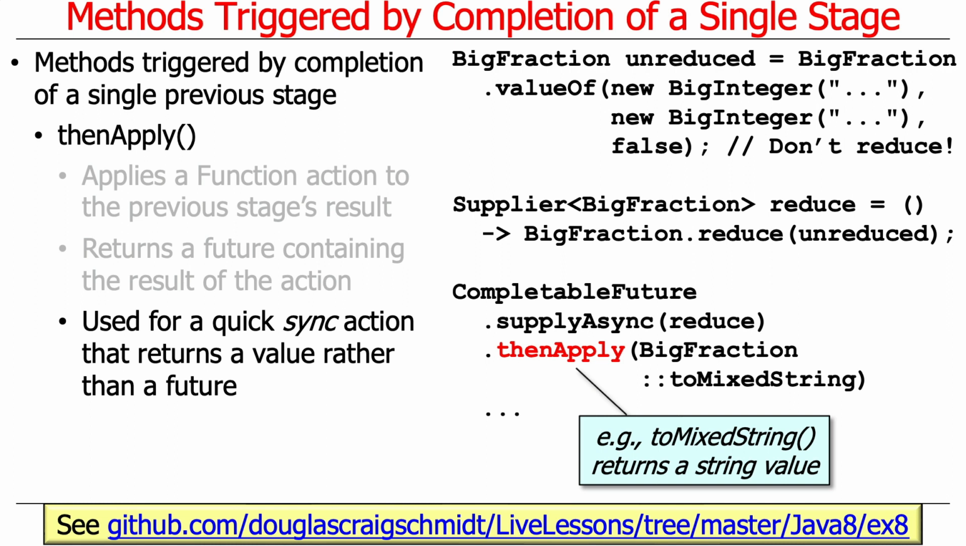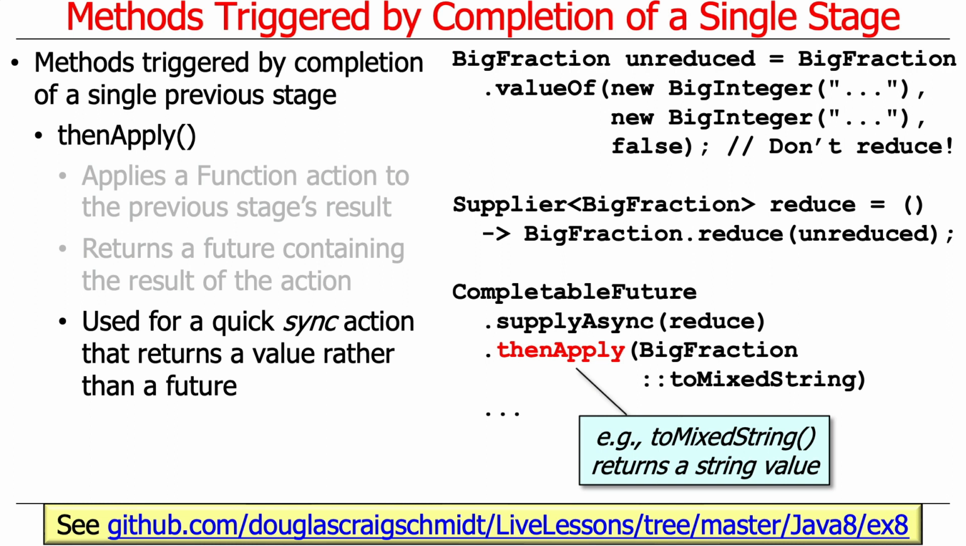So let's take a look at a very simple example. You've seen variants of this before. We're going to start out by making a big unreduced fraction, so it's got a big numerator and a big denominator. Both of those are BigIntegers. And then we're going to make a supplier that will reduce this big fraction, because reduction takes a while. Then we're going to call the supplyAsync factory method, passing in this supplier, which will then reduce it in the background.